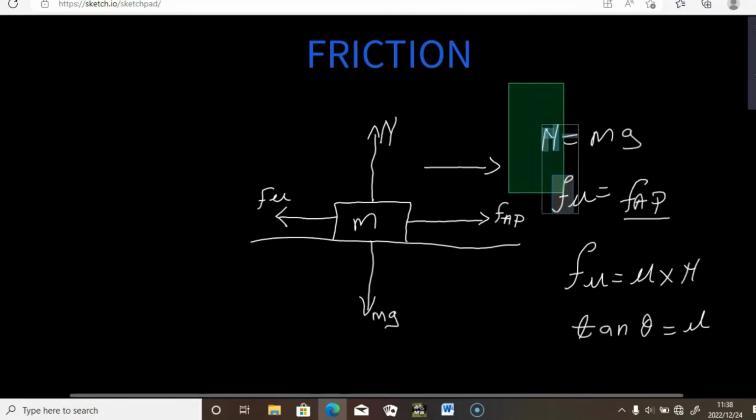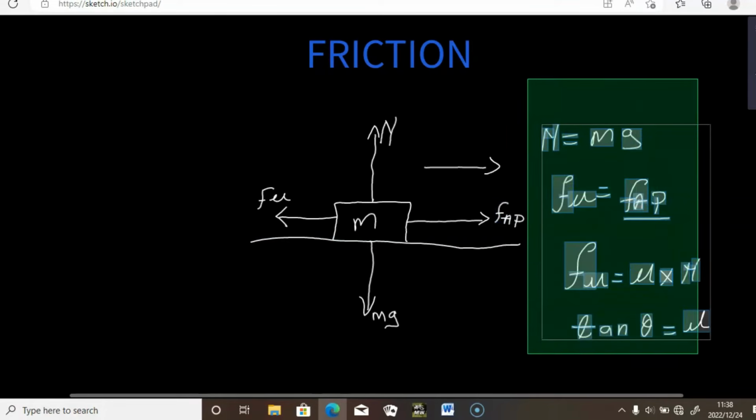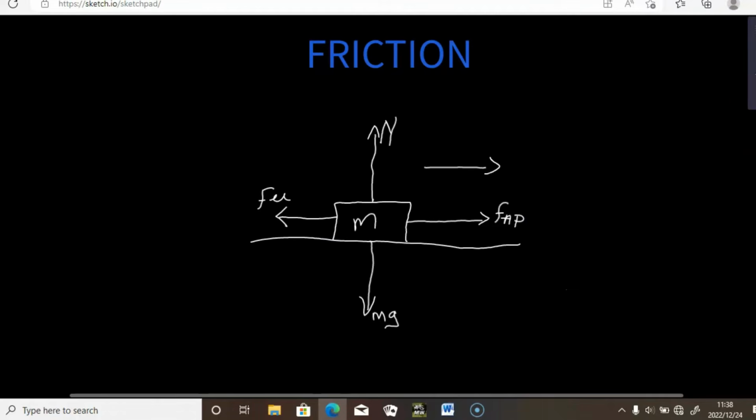Let's erase this. Now I want us to look at an applied force that is applied at an angle. You can see that this force is applied parallel to the ground. Now I want us to look at a force that is applied at an angle like that. We're going to say this is force F and it's applied at an angle of alpha.